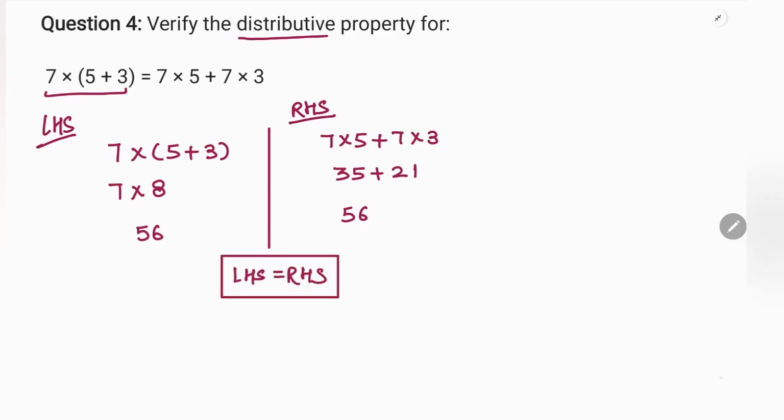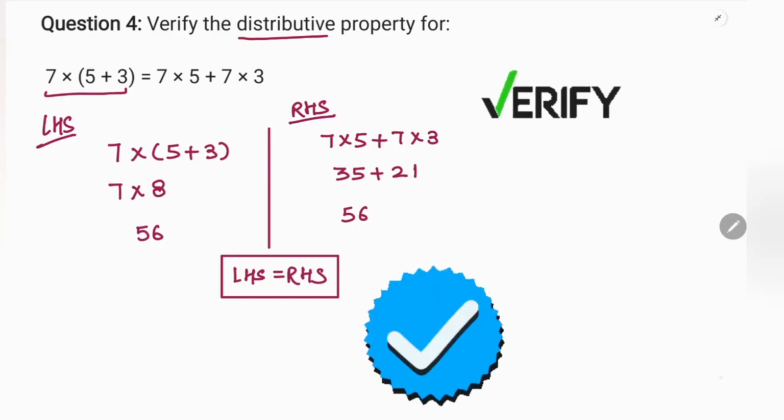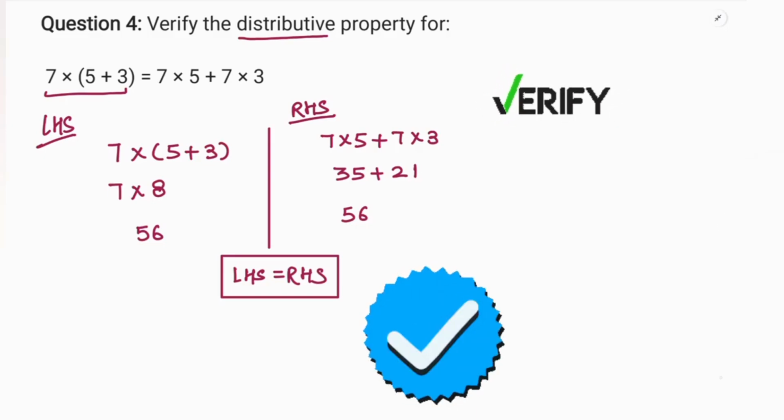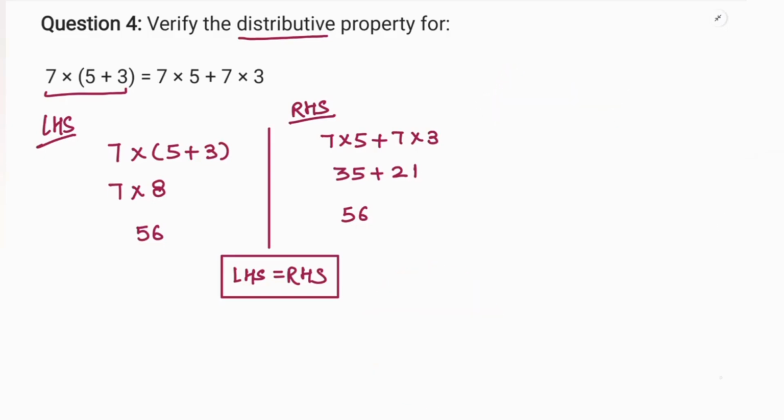This is how we verify properties. We just do LHS and RHS. We calculate them and then we show that they are equal. This is how we verify.